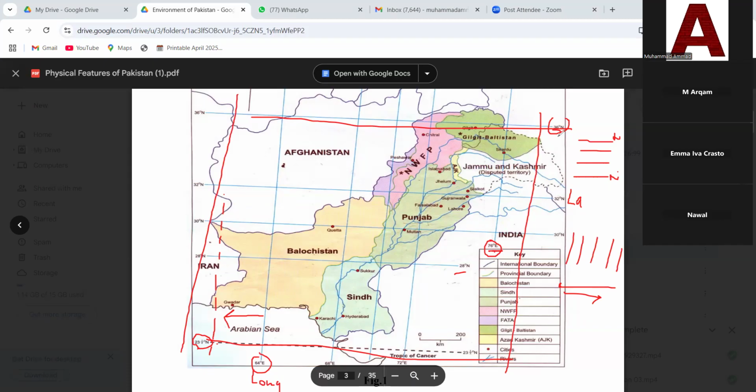This is how you can write down the exact number of latitudes and longitudes to understand the location. Nobody's going to question you exactly on these latitudes and longitudes, but you can always refer to this location in your answers, because writing down facts and figures in geography makes your answers stronger.